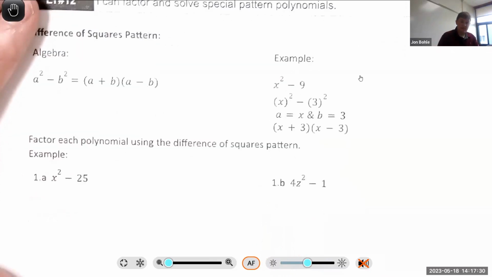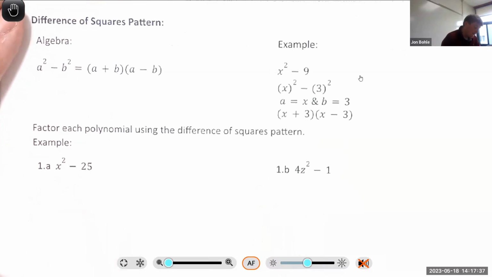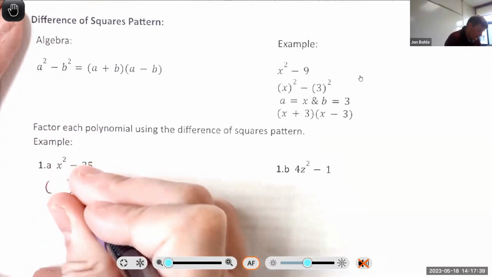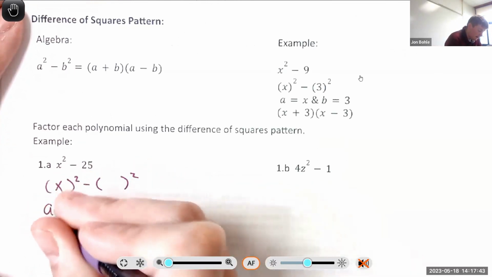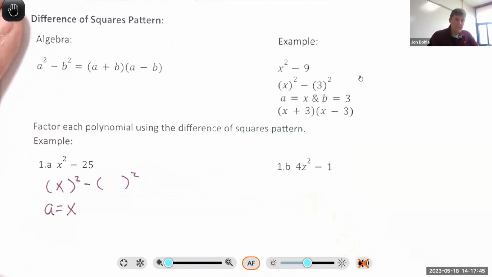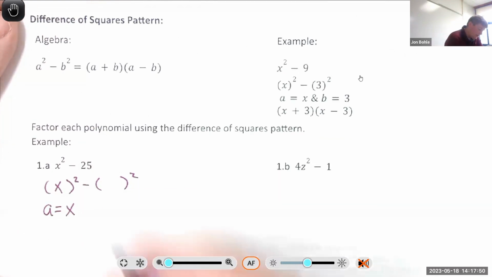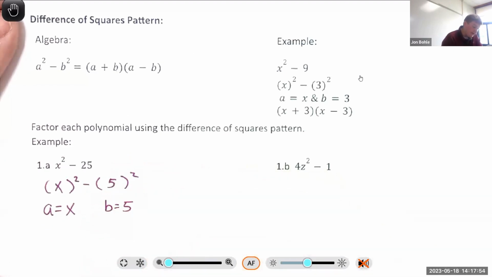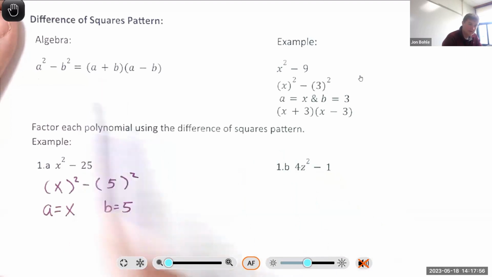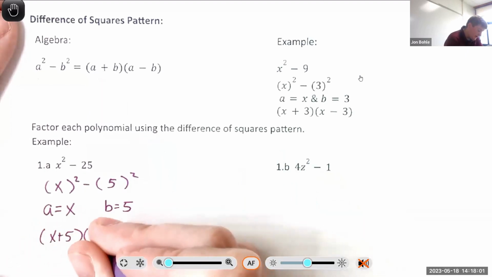First things first, let's check. Is it a difference of squares? Perfect square, yes. Minus a perfect square, yes. We just have to find the a and the b value. What do I multiply by itself to get x squared? That's x, so my a value is x. What do I multiply by itself to get 25? That number is 5, so my b value is 5. So what does it factor into? It factors into a plus b, x plus 5, times a minus b, x minus 5.